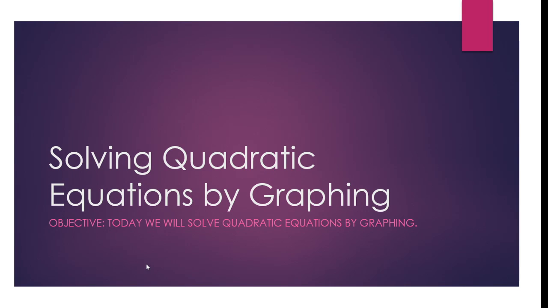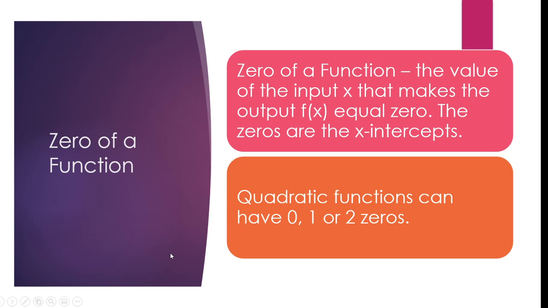Today we will solve quadratic equations by graphing. So the first thing we need to know is a zero of a function. A zero of a function is the value of the input x that makes the output equal to 0. Basically, the zeros are the x-intercepts.